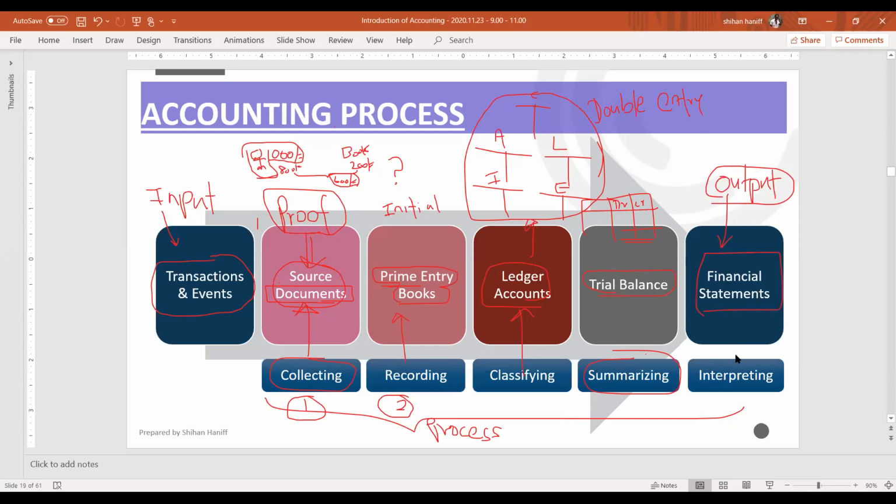So it is the interpretation. It shows what is the profit of the business. How much is the profit? What is the financial position? What is the position of the business? Do they have assets? Do they have liabilities? So this is the accounting process. Collecting, recording, classifying, summarizing, and interpreting.